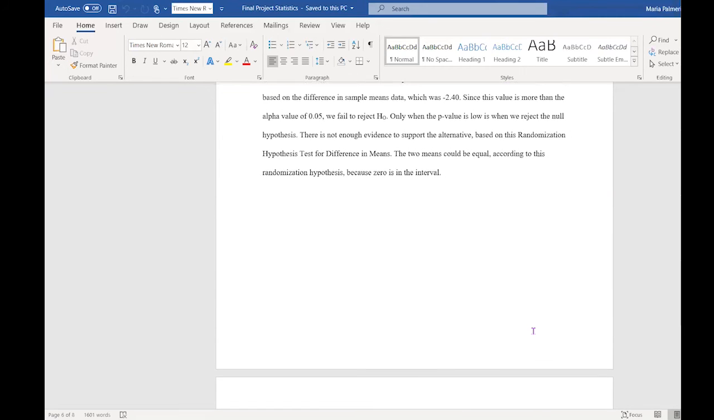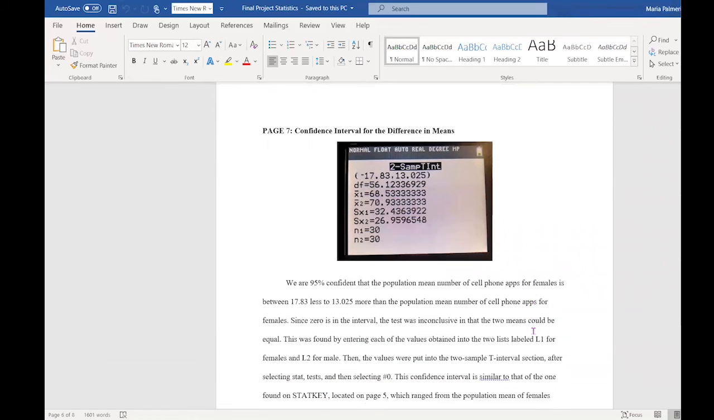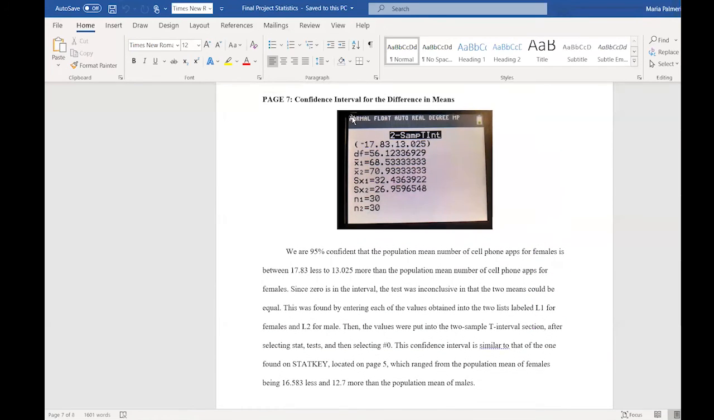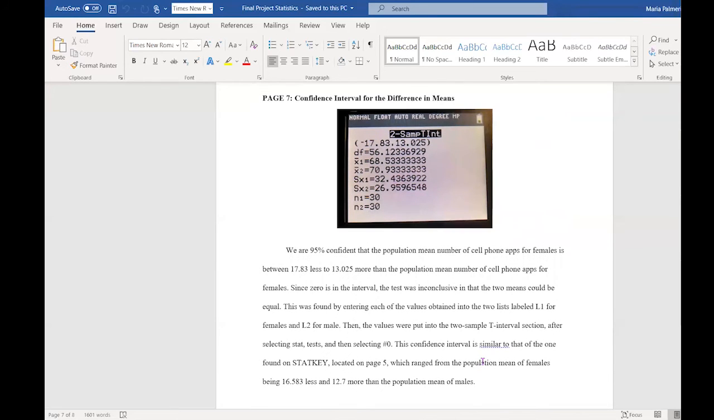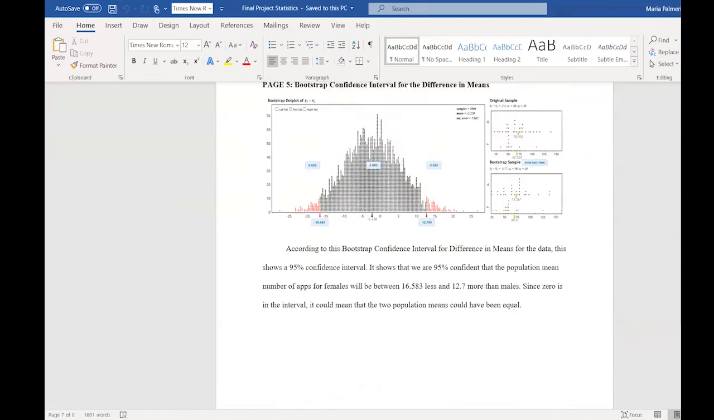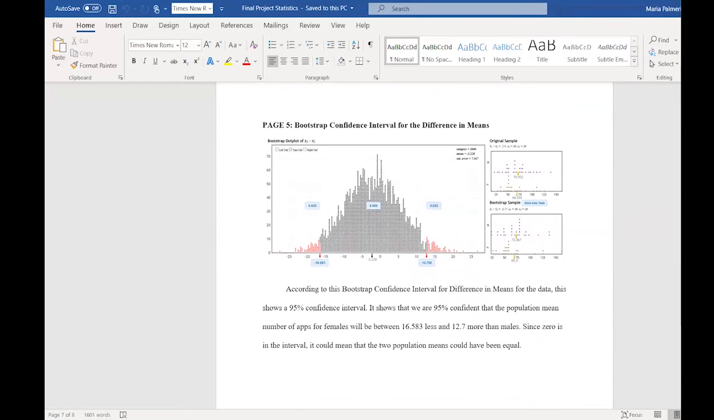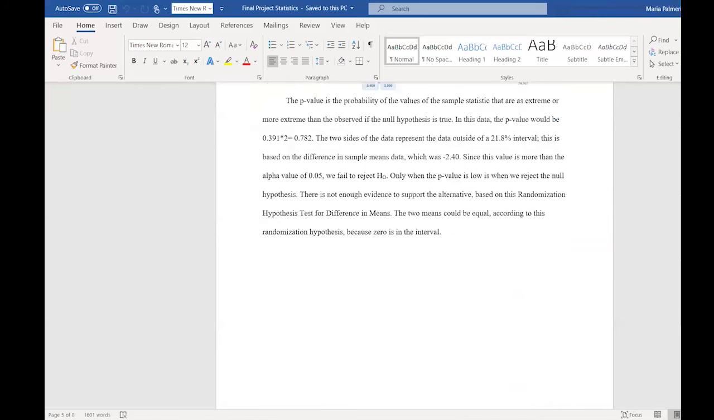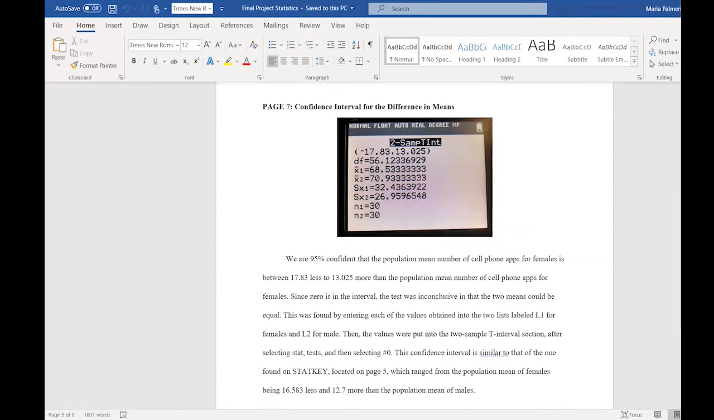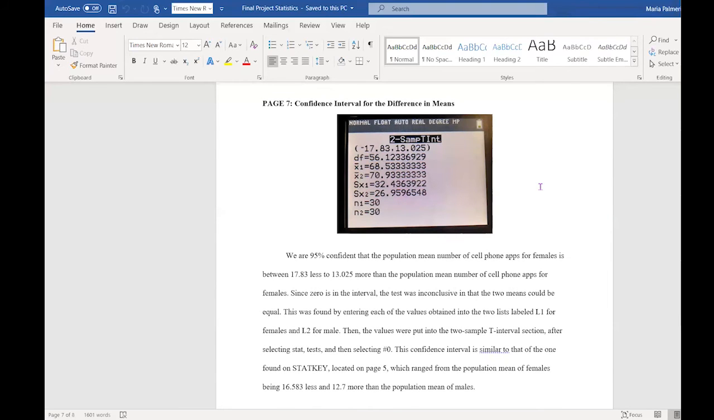So then going down here, this confidence interval I actually did on my calculator. And the reason why is because this is just to reiterate, again, this is a different way of showing a confidence interval. This isn't necessarily like the other one, where this is a bootstrap confidence interval, where this one is just using that one calculator function, this 2 sample t interval, and then showing what goes along with that.